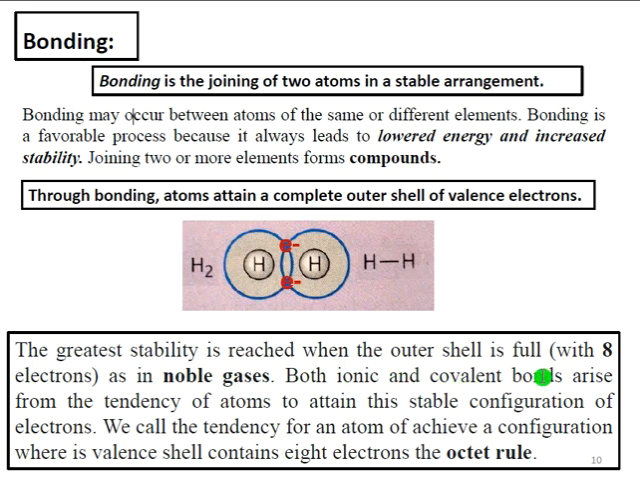Both ionic and covalent bonds arise from the tendency of the atom to attain this stable configuration of electrons. We call the tendency for an atom to achieve a configuration where its valence shell contains 8 electrons the octet rule. The octet rule means the tendency of the atom to achieve the saturated configuration in the outer shell with 8 electrons, like the noble gases.